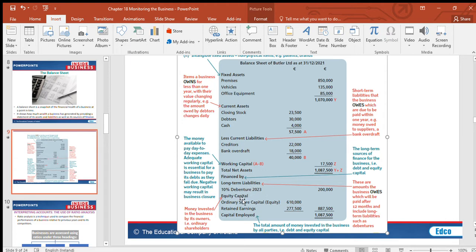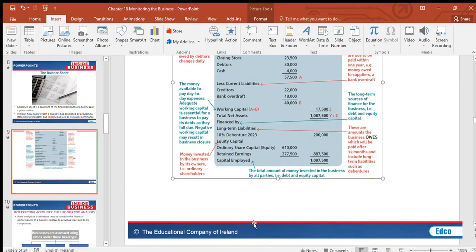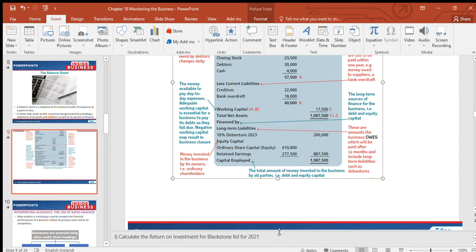After that, you have your equity, which is money the company raised themselves through selling shares and through retaining profits. The final figure here is called capital employed. That's just the total at the bottom. It's how much the business is worth, the amount of money invested in the business by all parties, debt and equity. Okay, so I'm going to bring up this here at the bottom.